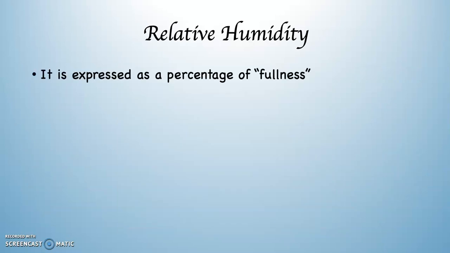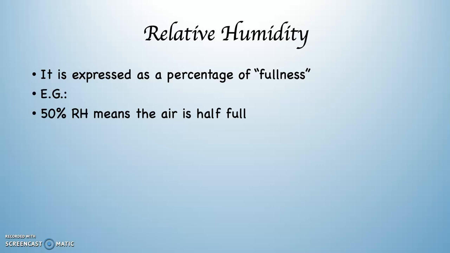Relative humidity is expressed as a percentage of fullness. So remember the old adage, there's 2 ways to look at the glass, half full or half empty. This is an expression of fullness. For example, if you turn on the news and they say the relative humidity is 50%, what that means is that the proverbial atmospheric glass is half full. The air is holding half the water it could at whatever temperature it is at that moment. If they tell you that the relative humidity is 75%, what they mean is that the proverbial atmospheric glass is 3/4 of the way full.